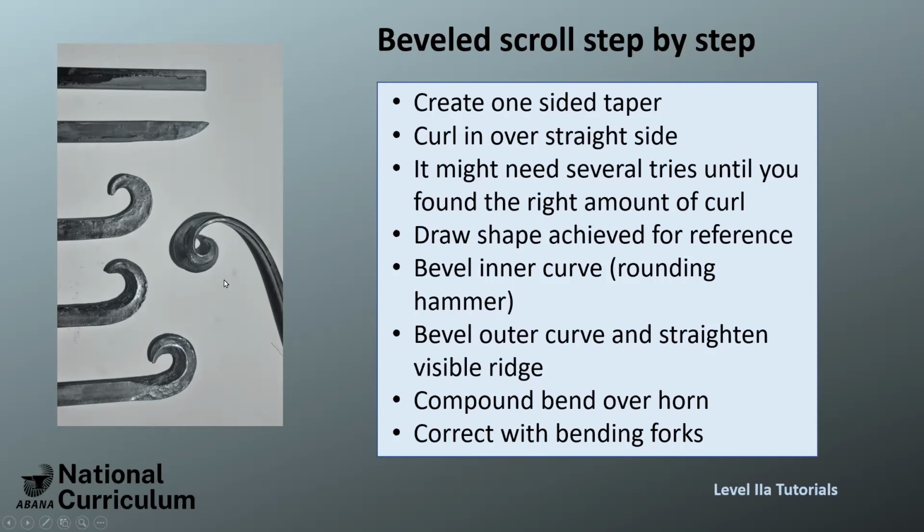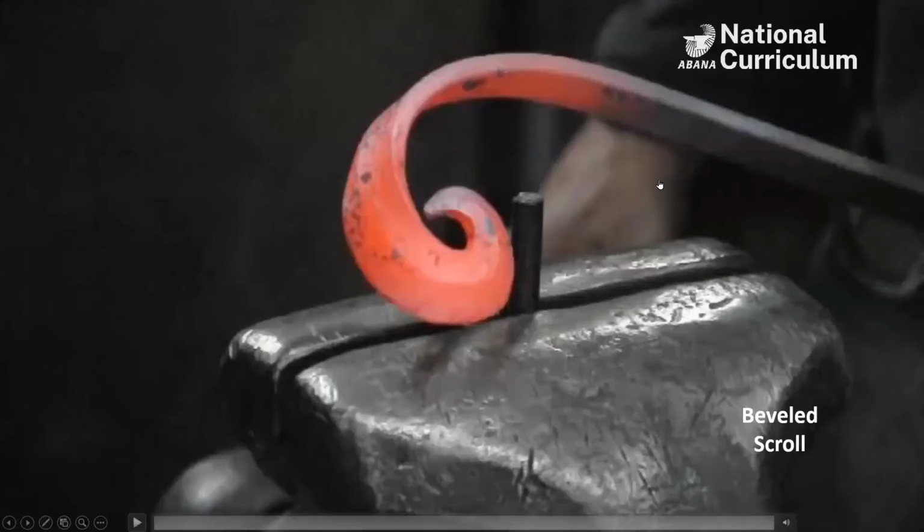If you're not able to do the compound bend over the horn of the anvil in one go, that is not really a big deal. You can always correct what you did with bending forks. And that way you have better control. That's at least how I do it. And I show you a little video here, how this is done. This is kind of the final here.